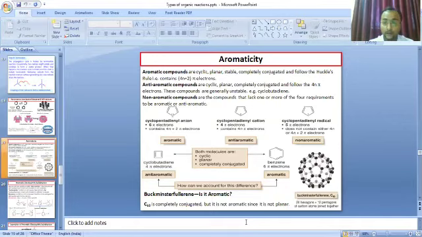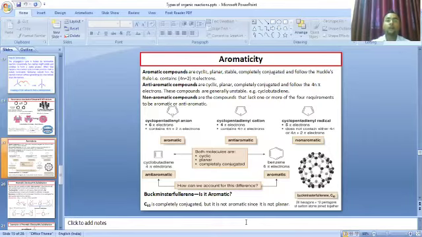We cannot say this is anti-aromatic because the compound should be planar in the case of an anti-aromatic or aromatic compound, but this compound is non-planar. That means this compound is neither aromatic nor anti-aromatic. So this compound is a non-aromatic compound.